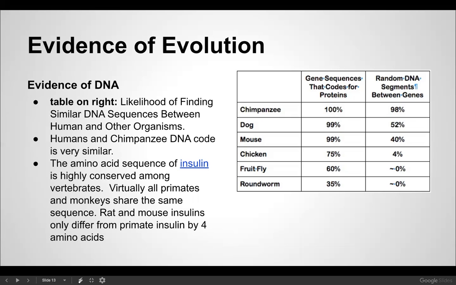The amino acid sequence of insulin is highly conserved among vertebrates. Basically, it's the same. Virtually all primates and monkeys share the same sequence. Rat and mouse insulins only differ from primate insulin by a couple amino acids.